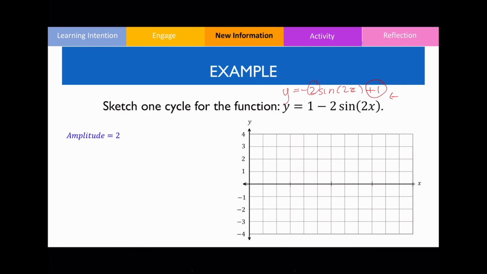So do the same thing. Amplitude here is going to be equal to 2. To find out the period, it is going to be 2 pi on b. Your b value is 2, so therefore your period is going to be equal to pi.